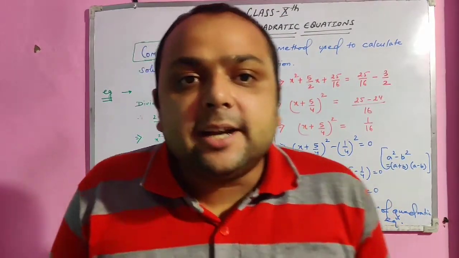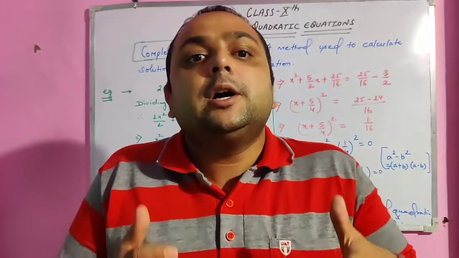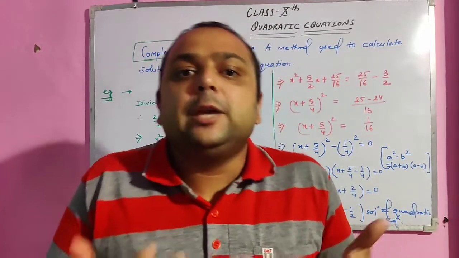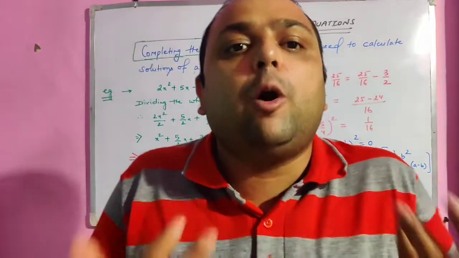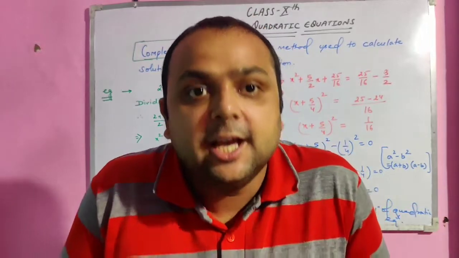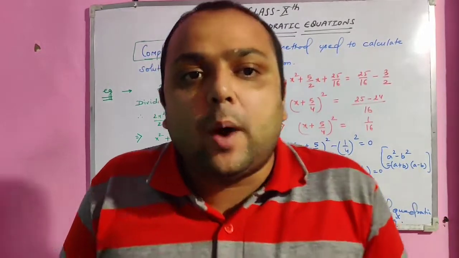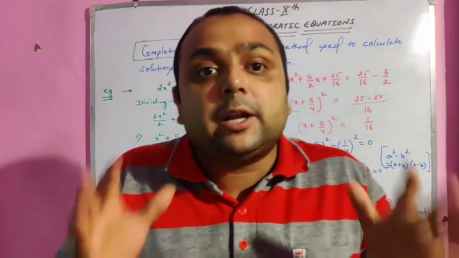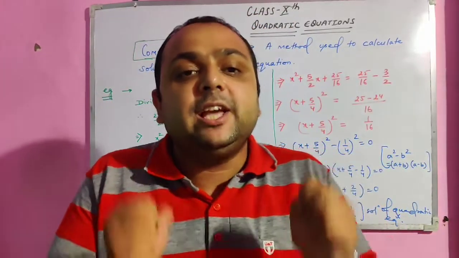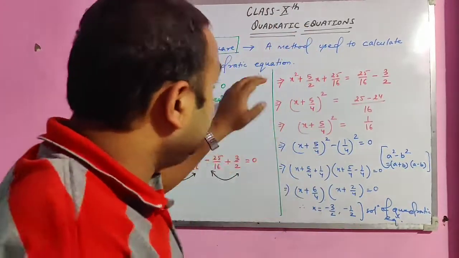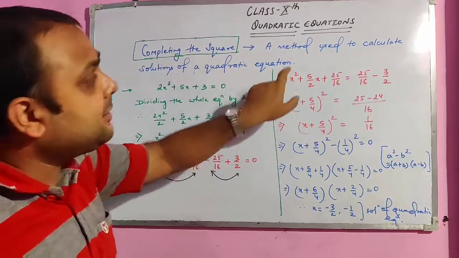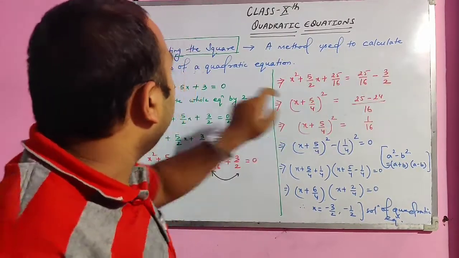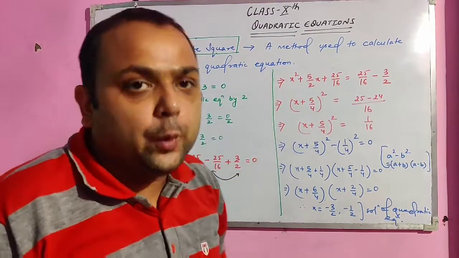It is a technique, a method to solve the quadratic equation by using a formula or identity, we can say a square minus b square. So how can we solve that? Using a perfect format. Please see it very carefully. Completing the square is a method used to calculate solutions of a quadratic equation.